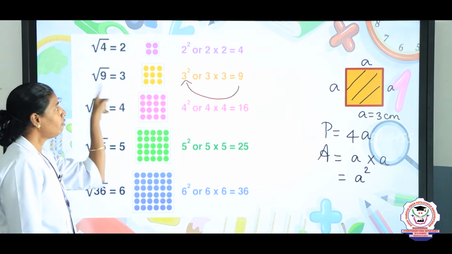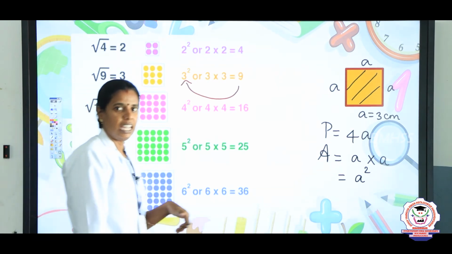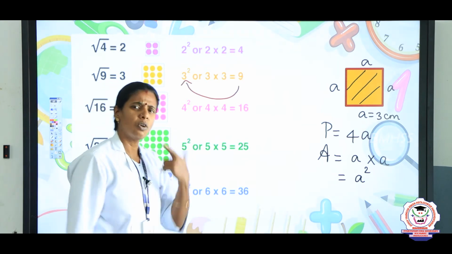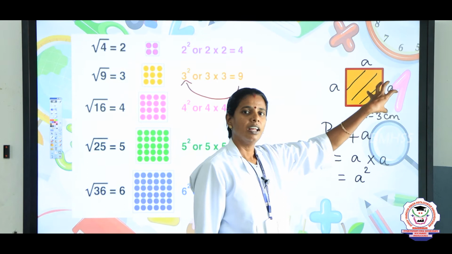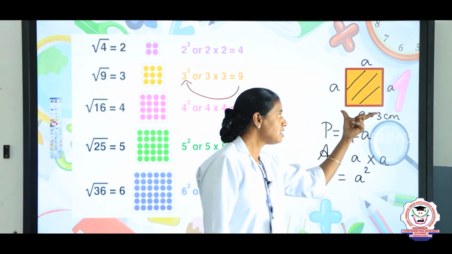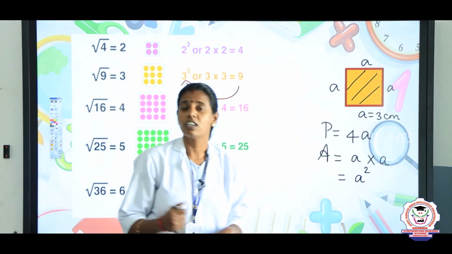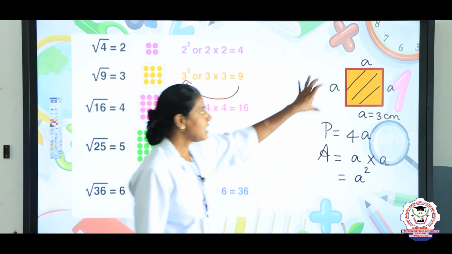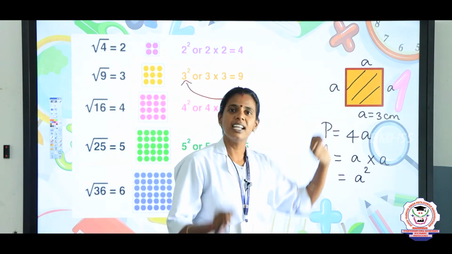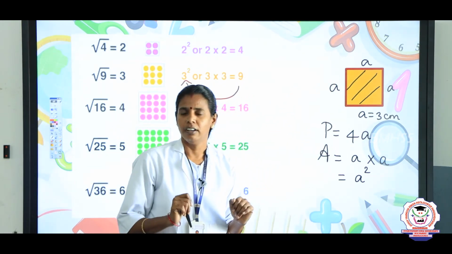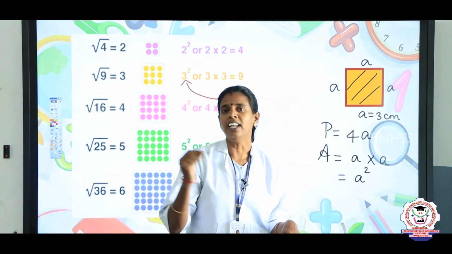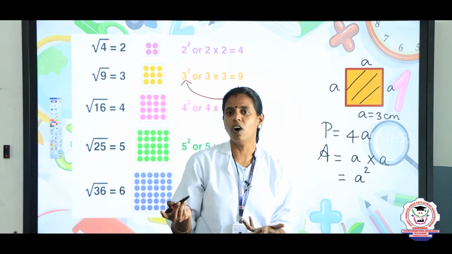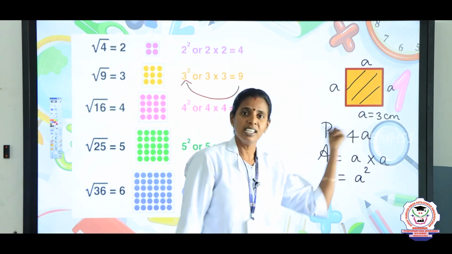So the square root of 9 equals what? It is 3. So where do we use the square root? When the area is given, to find one of the sides we use the square root, children. For example, the area of the square is 9 centimeter square. Then what is one of the sides? We use square root to find the root of 9, which is 3. One of the sides of the square is 3.